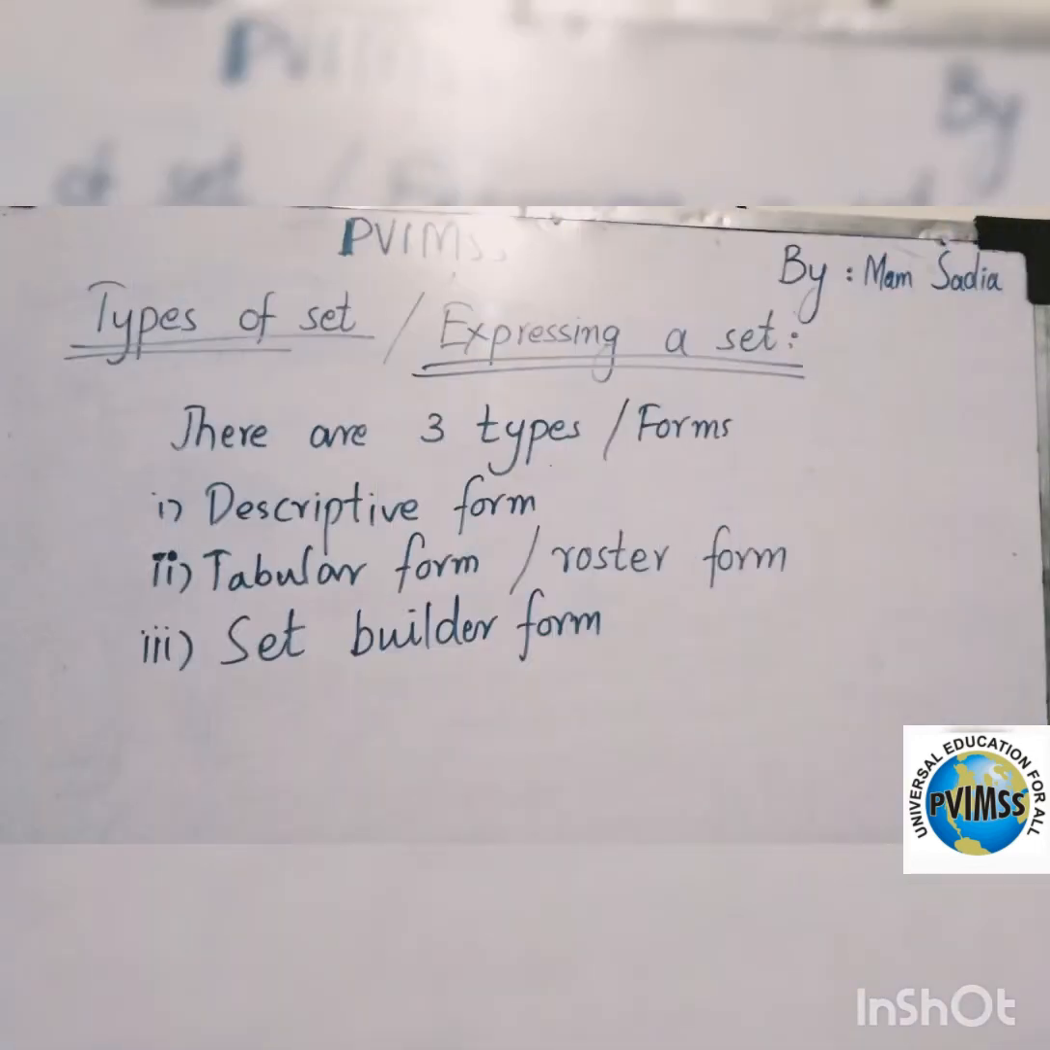Let's move to types of set, or expressing a set. It means how we'll express a set. Students, there are 3 types or 3 ways in which we can express a set. The 3 ways are: one is descriptive form, second one is tabular or roster form, and third one is set builder form. I will explain each form of a set one by one.